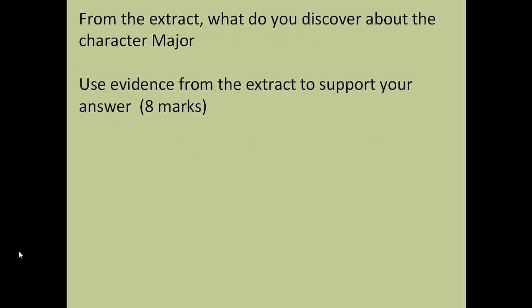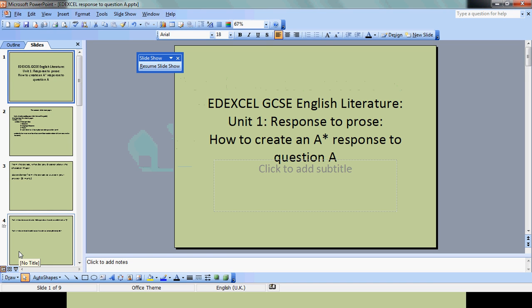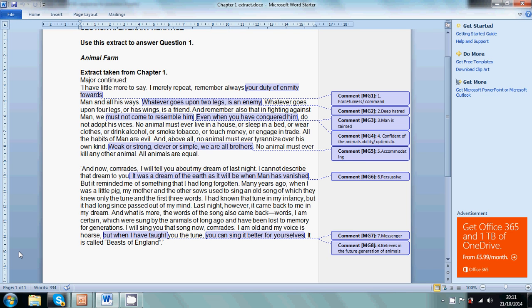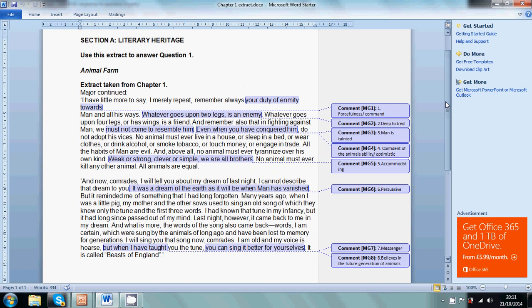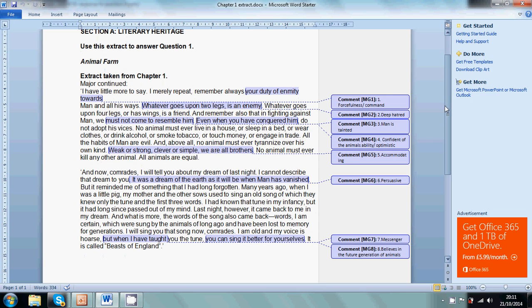So let's look at the question one more time. From the extract, what do you discover about the character Major? Use evidence from the extract to support your answer. So let's have a look at the extract, shall we? So here is an example of the extract, and as you can see, what I've done is I've actually annotated already what I feel this shows about the character Major. Now I'll read this out to you, but obviously you need to do this in pen.